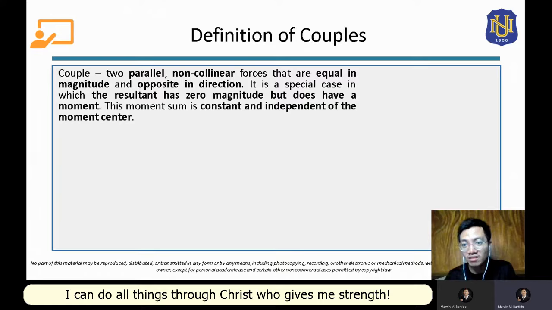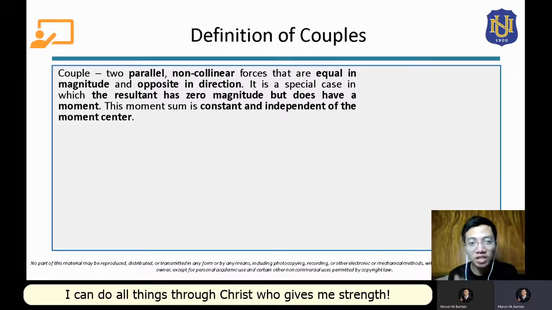That moment is called the couple. So for a system of forces that are parallel, non-collinear, equal in magnitude and opposite in direction, its resultant will be zero, but there will be a moment. That moment is the couple. This is a special case that you have to remember.